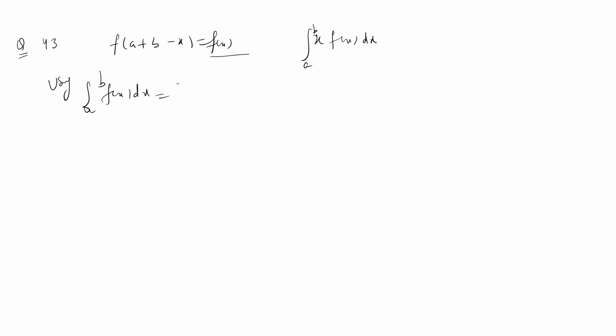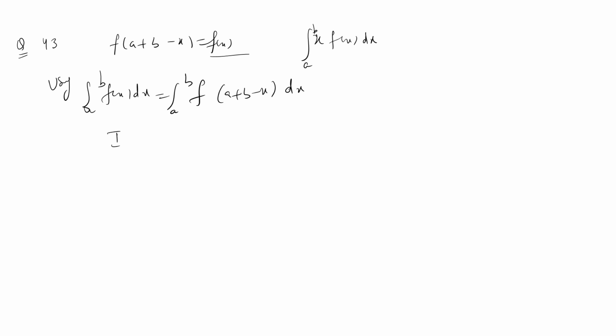So now comes question number 43. This question says, if f(a plus b minus x) is equal to f(x), then find the value of integral a to b x f(x) dx. Definitely you can clearly see that he is saying that a plus b minus x, you have to substitute it to f(x). So we are going to use the property integral a to b f(x) dx is equal to integral a to b f(a plus b minus x) dx.